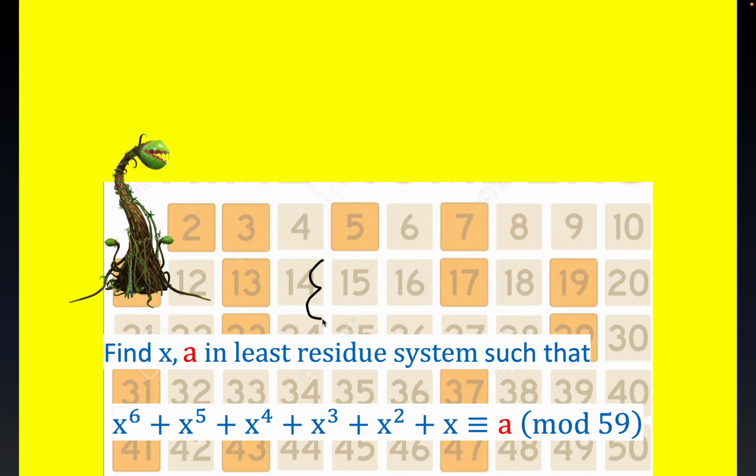Let me just write down what the least residue system is for modulo 59. It is the set of remainders when you divide a number by 59, so that would be 0, 1, 2, all the way up to 58. That's common language in a number theory textbook. A complete residue system would be 1, 2, all the way up to 59, so any consecutive 59 numbers would be a complete residue system, but this is the least residue system.